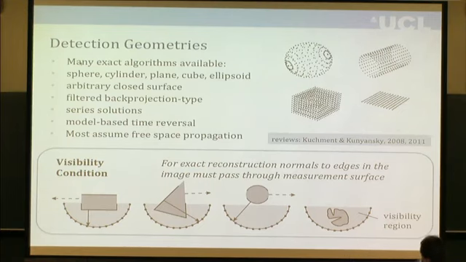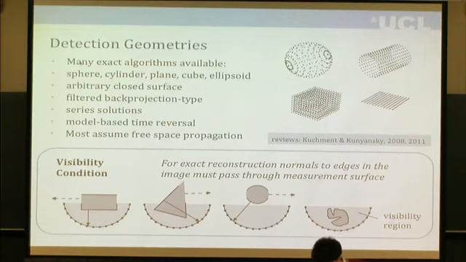A key condition, which is separate from any particular reconstruction, is this idea of the visibility condition. So if you want to reconstruct a target exactly, it needs to be in a visible region. Every point in the target has to have normals to it that go through the measurement surface at some point. So we wouldn't be able to reconstruct this edge or these edges in these cases if this was our detectors, but we would be able to reconstruct something if it sits in the middle.